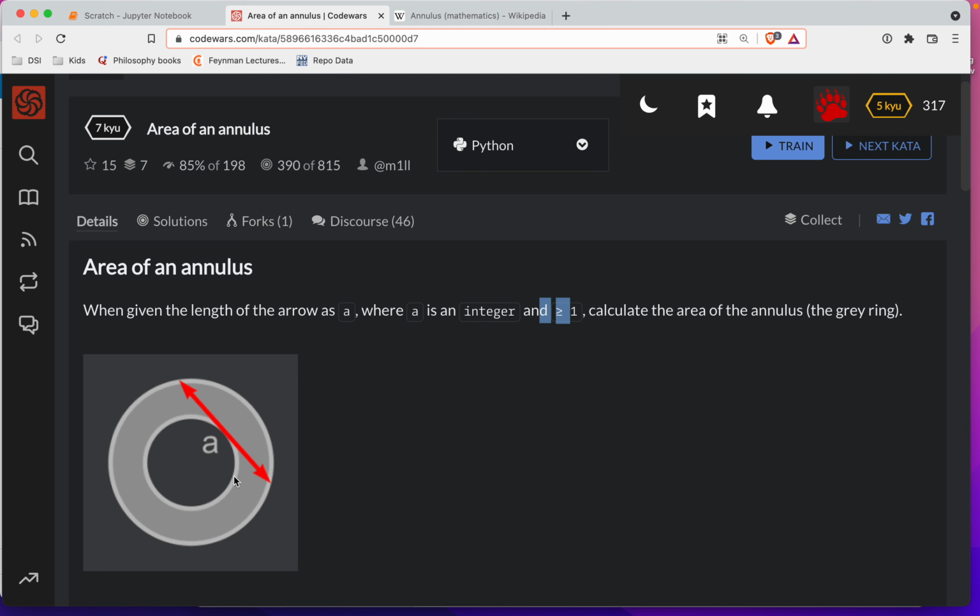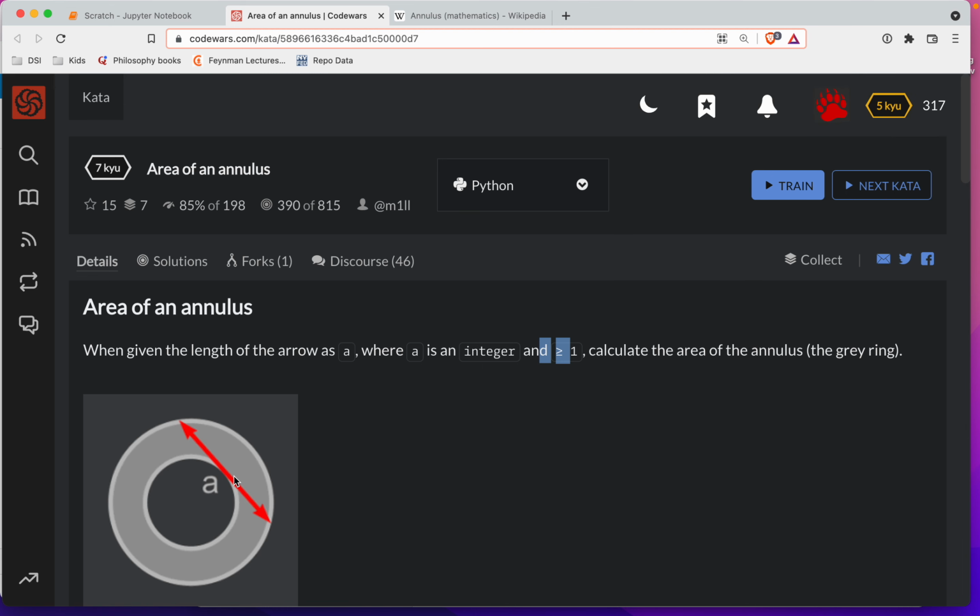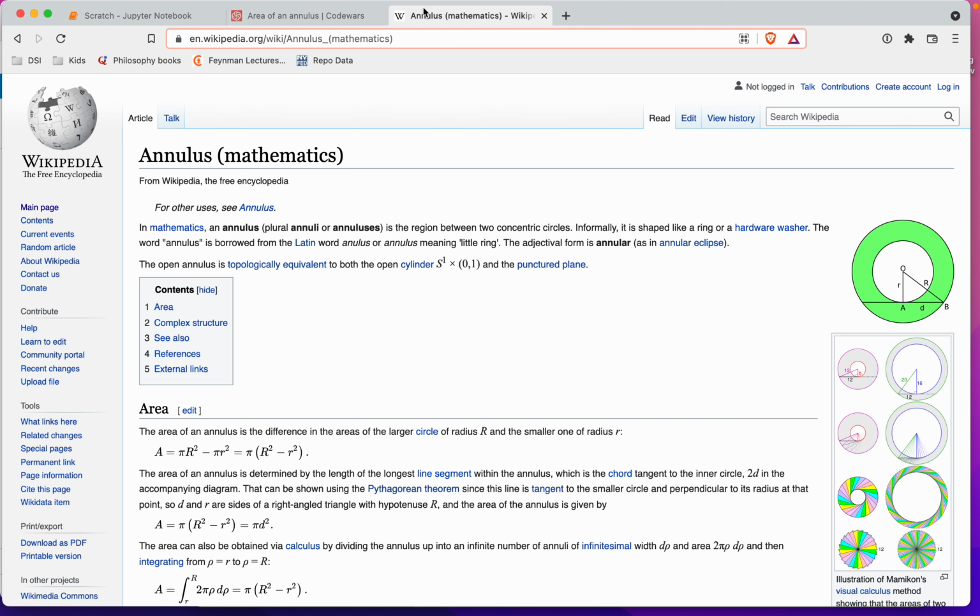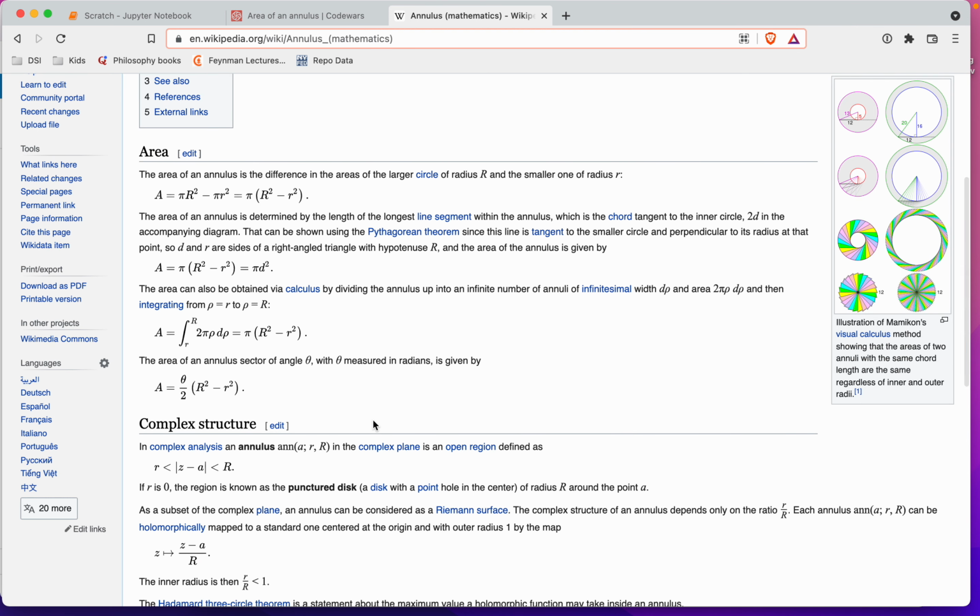Okay. So before we dive into the solution here, this is a great use case. As a Python coder, you're never expected to know everything, but you are expected to be a good Googler. So given this, I had no idea how to calculate the area. So I had to look at Wikipedia real quick.